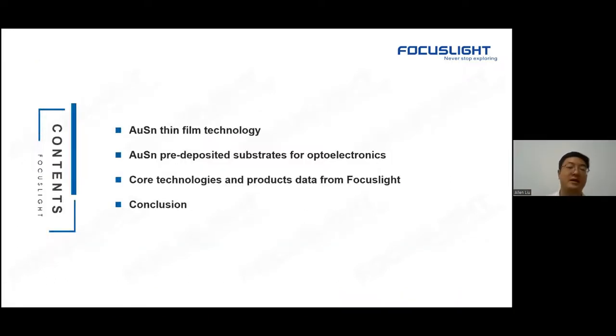There are 4 parts here. The first part is coating thin film technology: how to choose solder as a bonding interface to get a better electron device. The second part is coating pre-deposited substrate for electronics: how to design and develop a better substrate with coating, and the thickness design for every layer. The third part is our technologies, what our technology is and the application data for the device, and then a conclusion in the last.